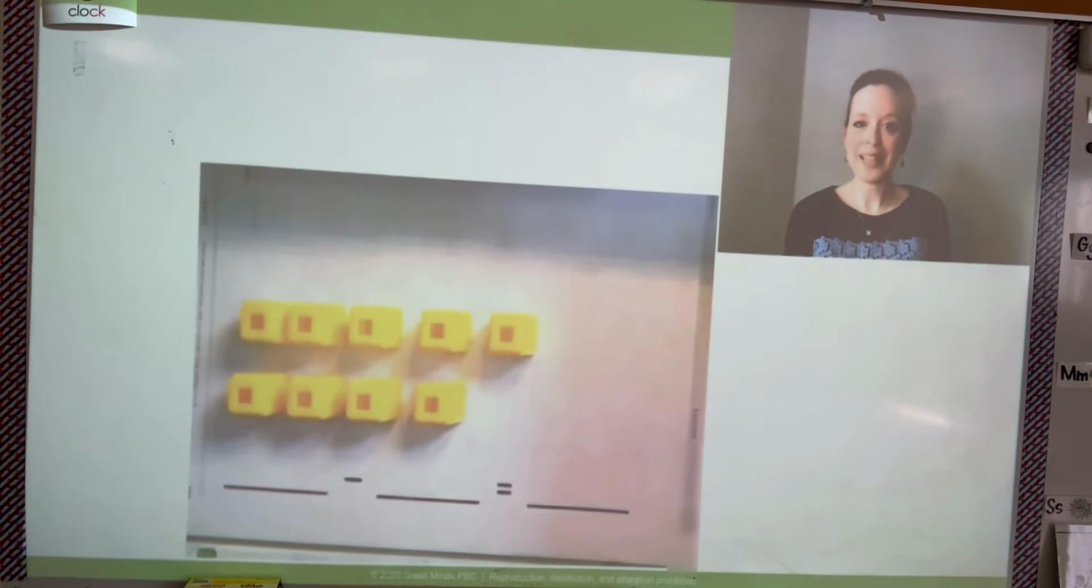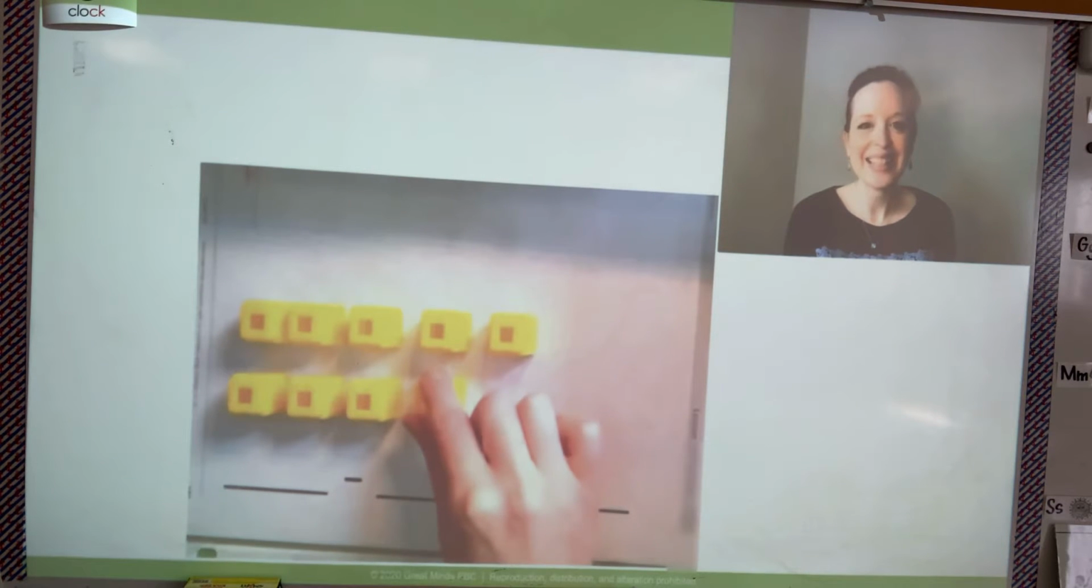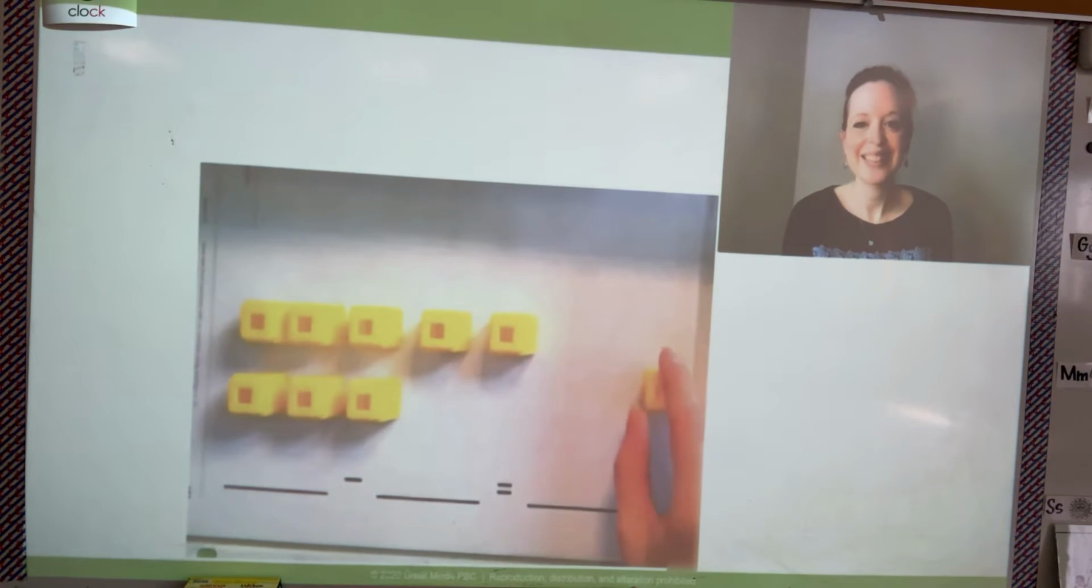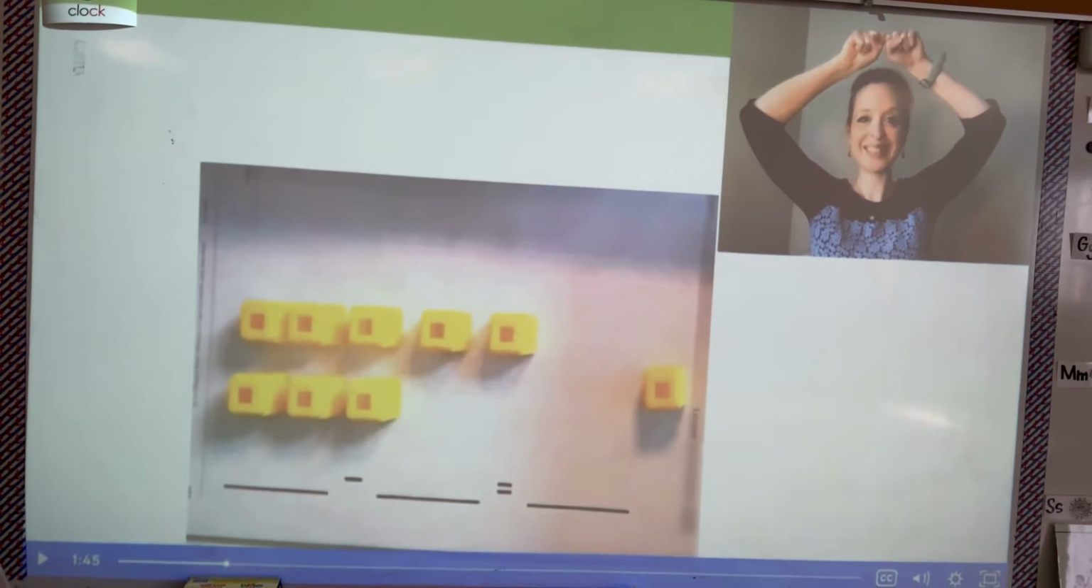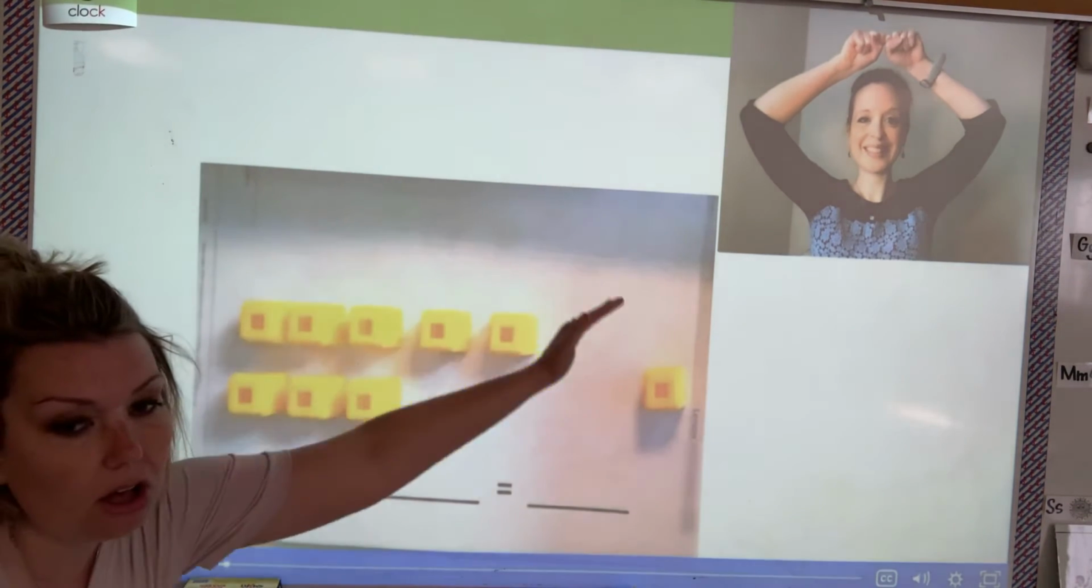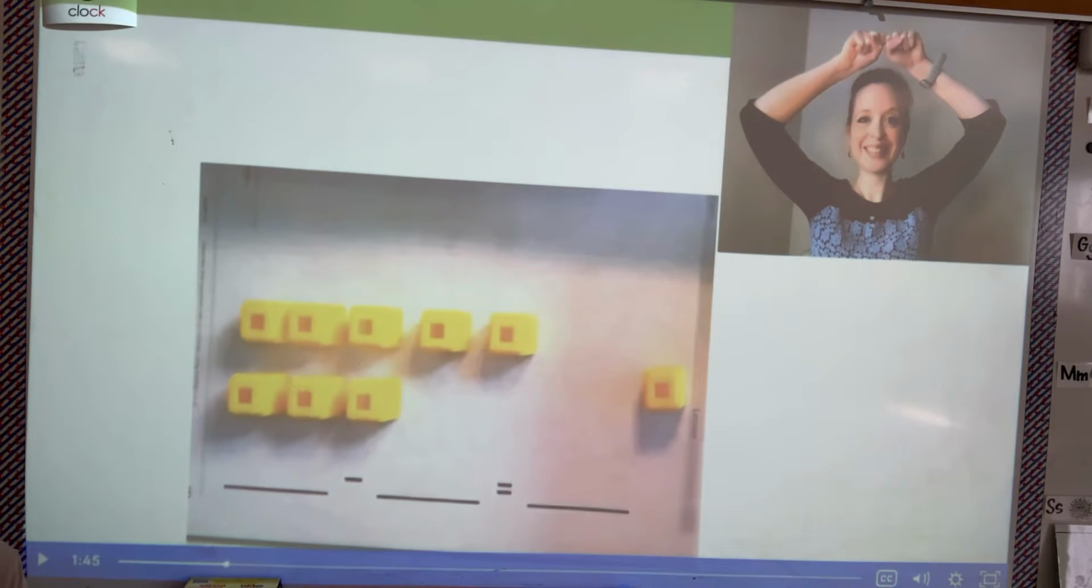We have a family of 9 bears. One bear is hungry and wants to go to the honey tree. Let's show that by taking one bear and moving him to the side, like this. 8 bears are left. How many bears are in the whole? Ooh, show me with your fingers. How many bears are there in the whole? That means all together. How many bears are there all together? With your fingers.